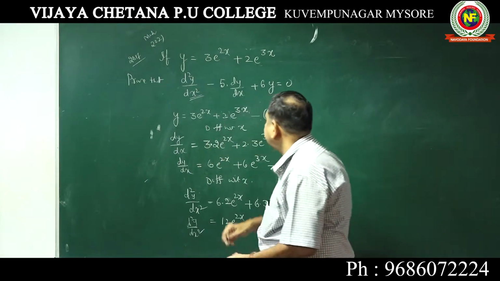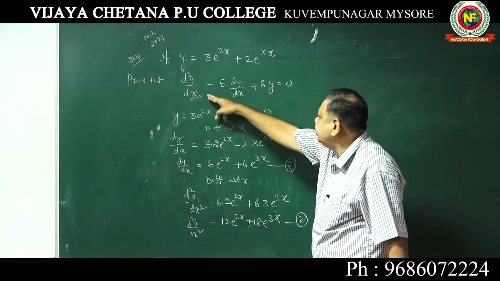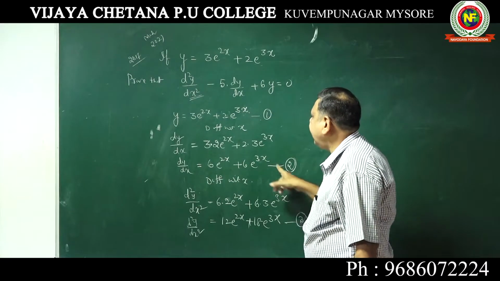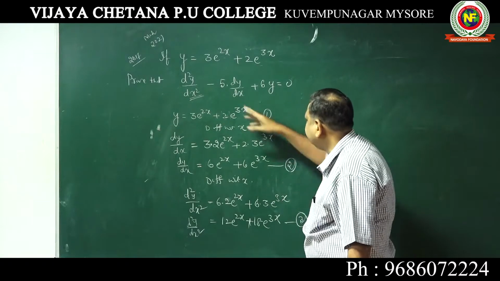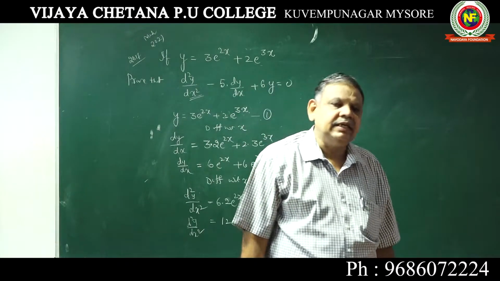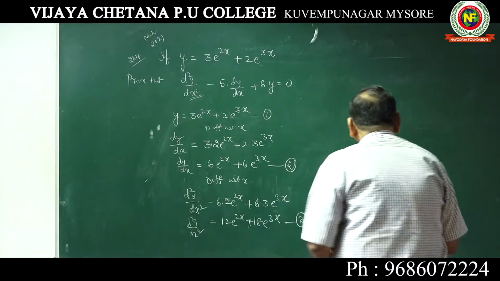Now consider this. Substitute d square y over dx square, dy by dx, and y as this one, numbers 1, 2, 3. You substitute here and simplify. You will get the answer 0.